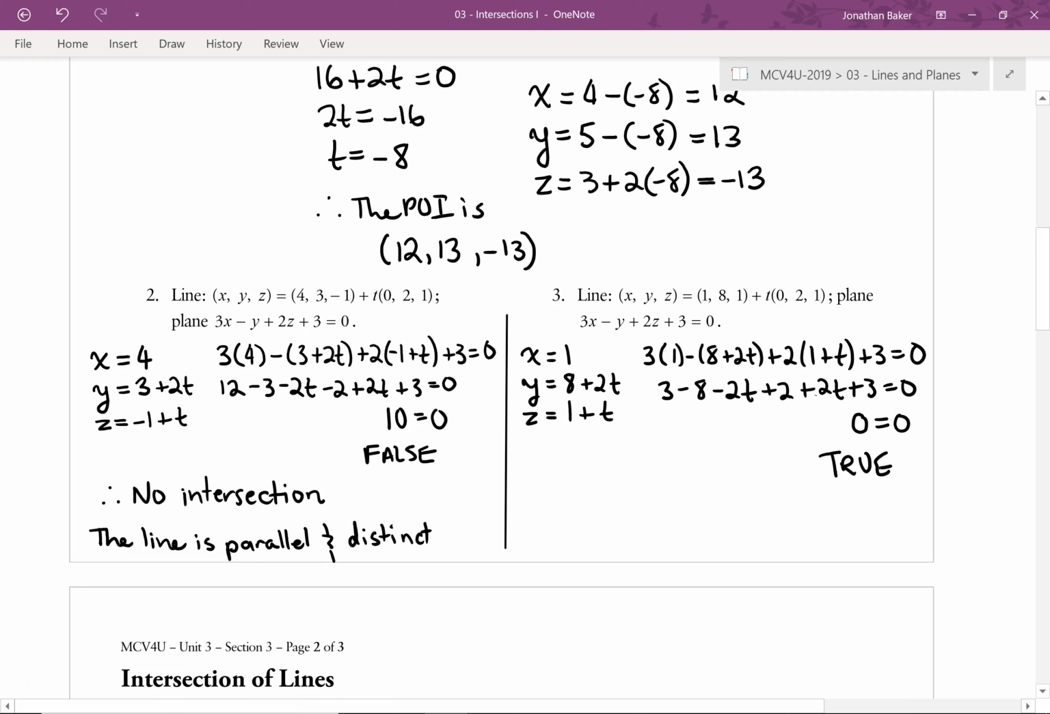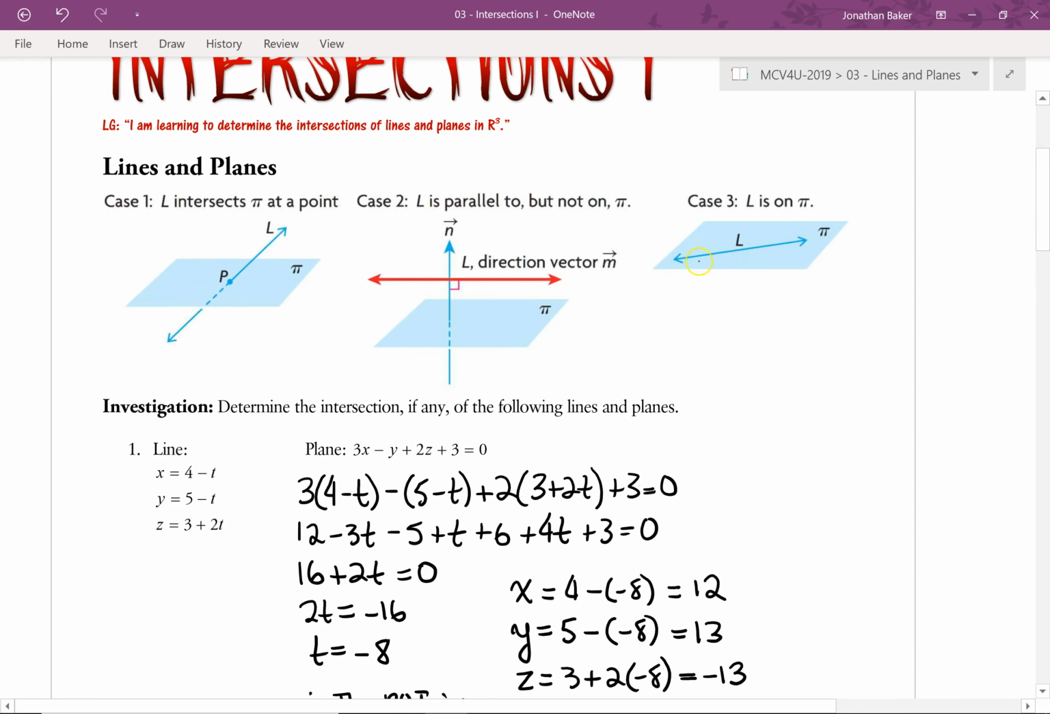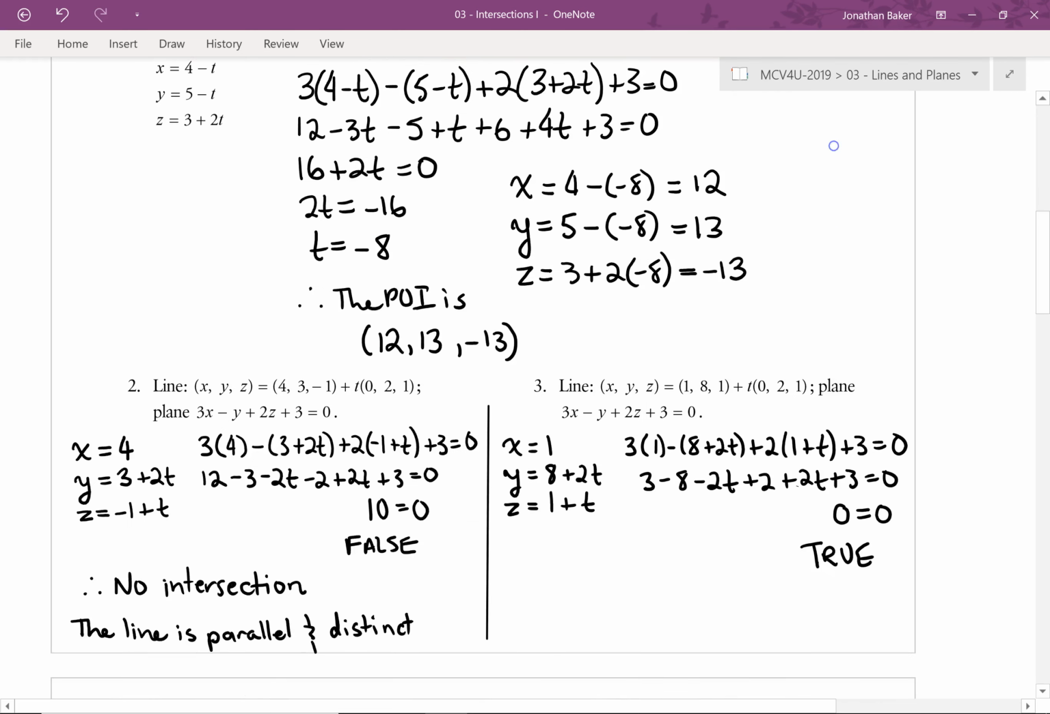Because we got a true statement, something that's always true regardless of t, what that means is that every single value of t will satisfy this equation because t doesn't matter. In other words, we could put any t in here and it doesn't matter because this negative 2t is going to cancel with that plus 2t. And this is the third case where the line is literally inside the plane. When the line is inside the plane, we could take any t on this line, any multiple of the direction vector for this line, and we would reach a point that's on the plane as well. So every point that's on the line also intersects with the plane.